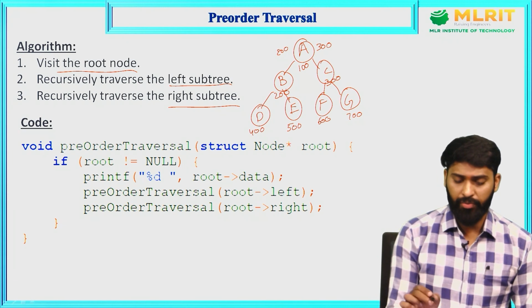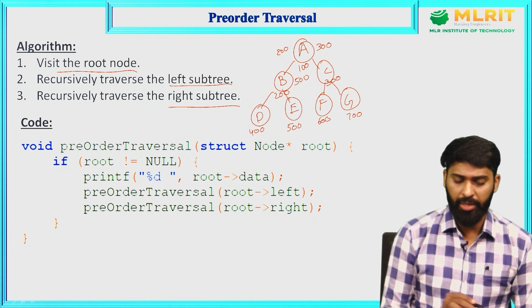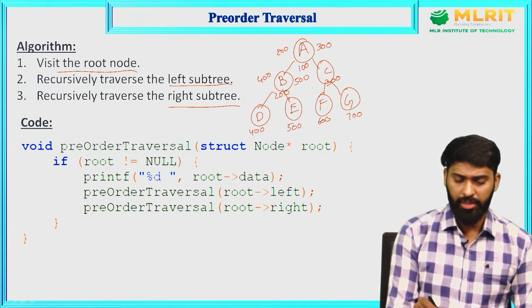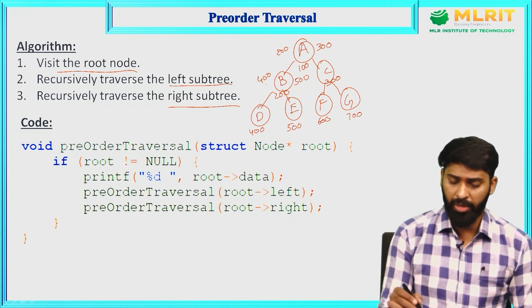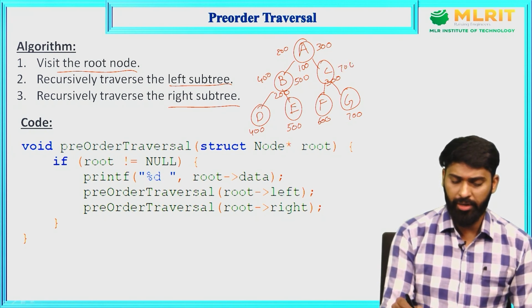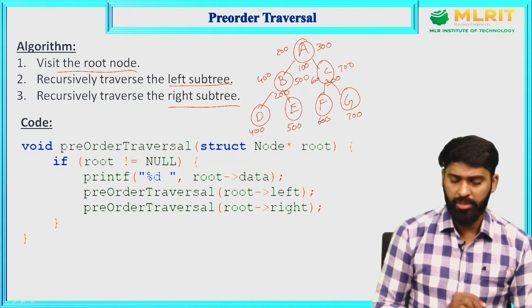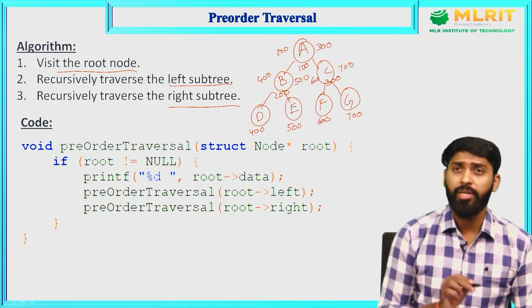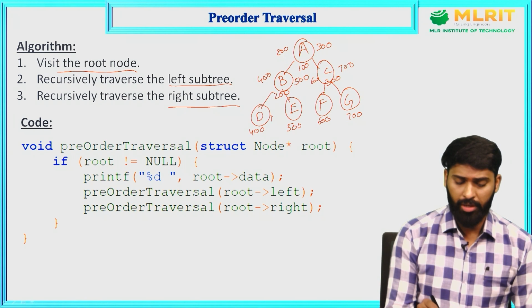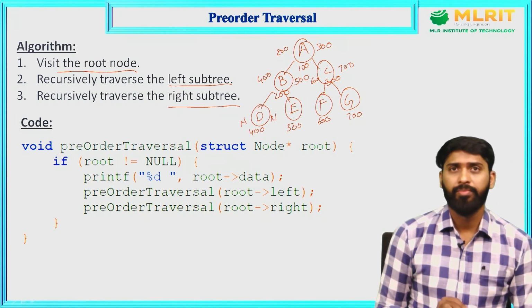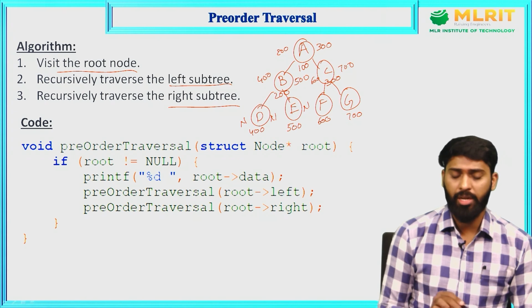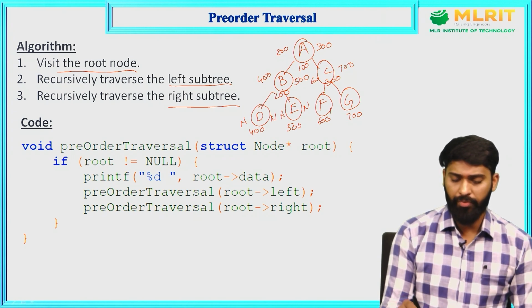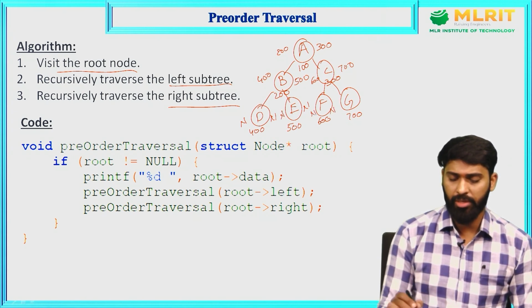What is the right of B? That is 500. Left of B is 400. Similarly for C, the right is 700, the left is 600. Coming to D, D is a leaf node, so the right is null, left is null. Here also, right is null, left is null. For F, right is null, left is null. For G, right is null, left is null.